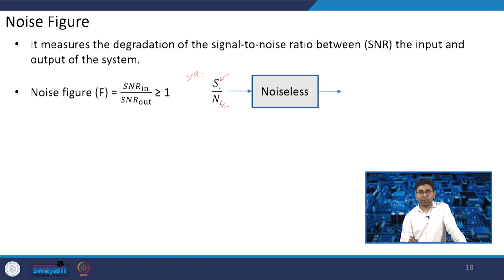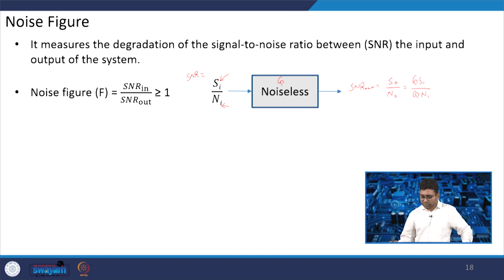what will you get at the output? Your signal will be amplified with the gain of the system, G, for example. So, what is the output SNR? SNR out, that is So by No. So is nothing but gain times Si, meaning your input is multiplied with the gain, and No is gain times Ni.